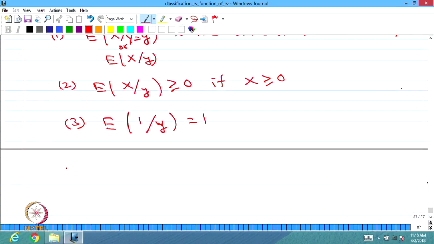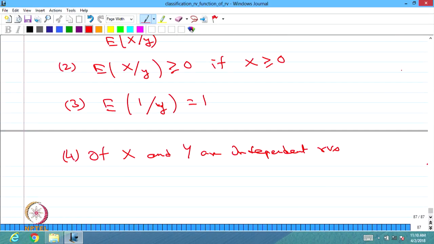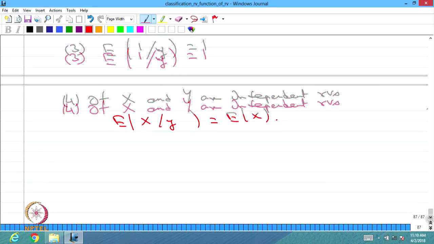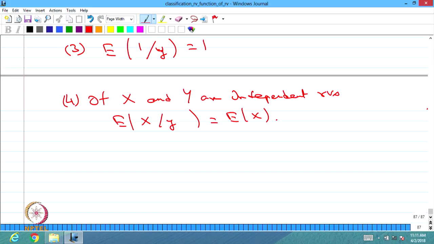Next one: if two random variables are independent, then the conditional expectation is the same as the expectation of that random variable. Because these two random variables are independent, we can prove it. We can prove it by considering both the random variables are discrete, or both continuous. You can easily prove it.